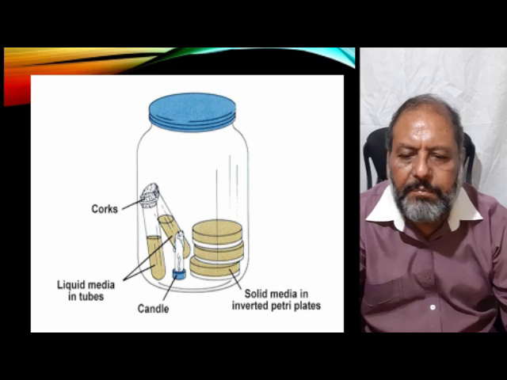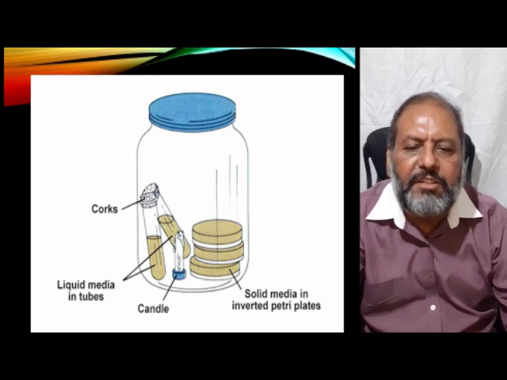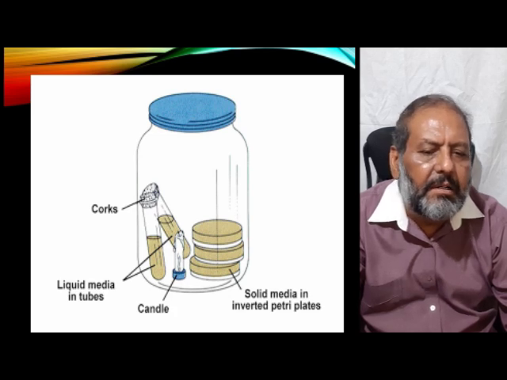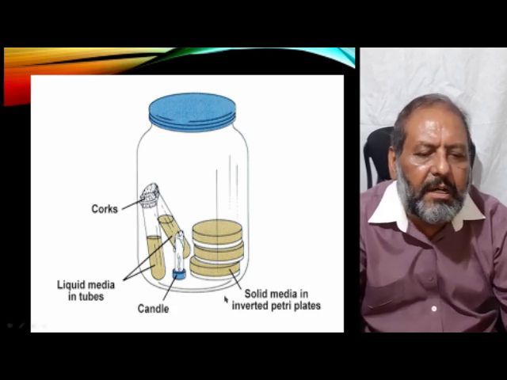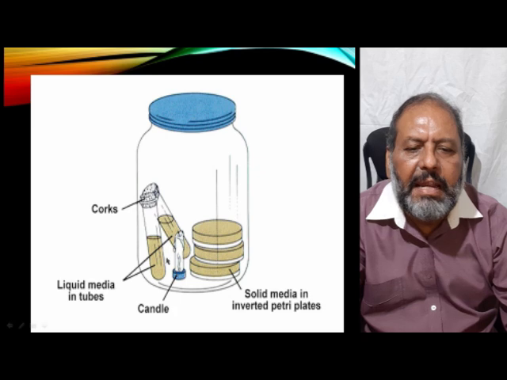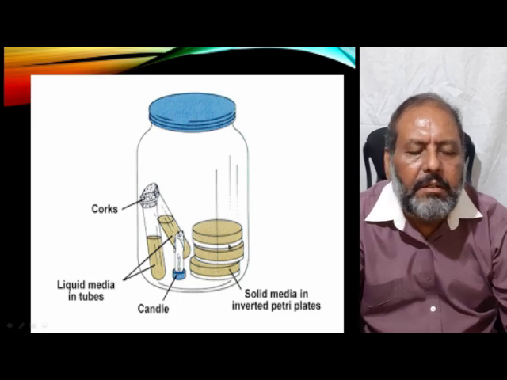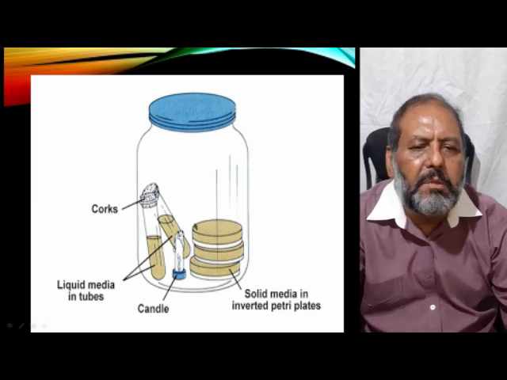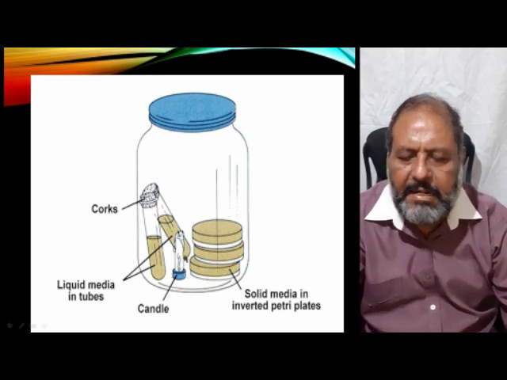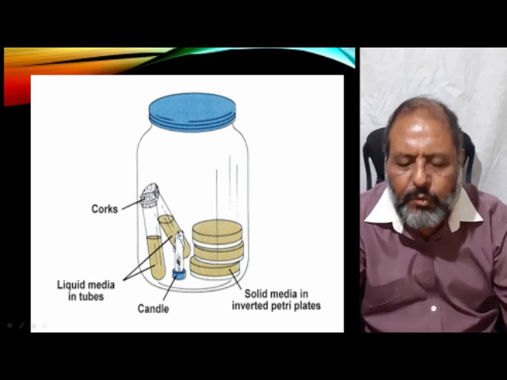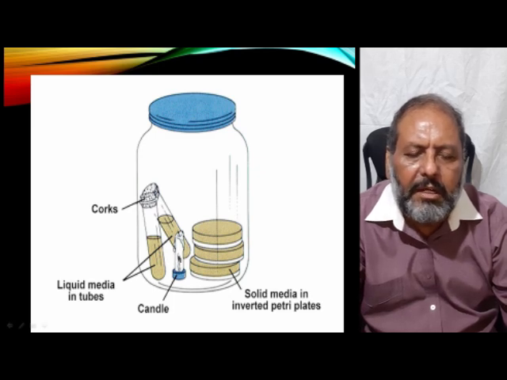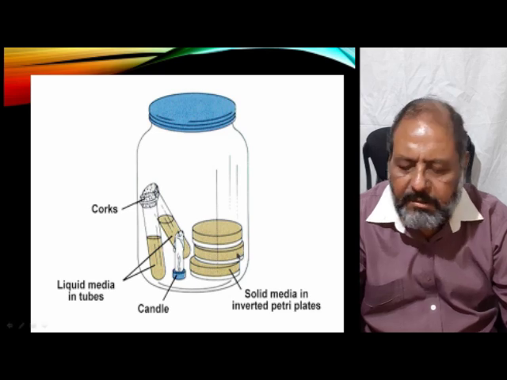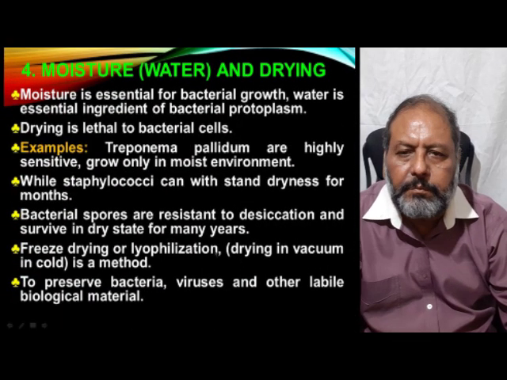Here one can see liquid media in tubes that have been sealed by corks, and then solid media in petri dishes, all of which need carbon dioxide. We have put a candle inside the closed jar, which when burning is going to produce carbon dioxide, and that is going to be used by the liquid media as well as the solid media.